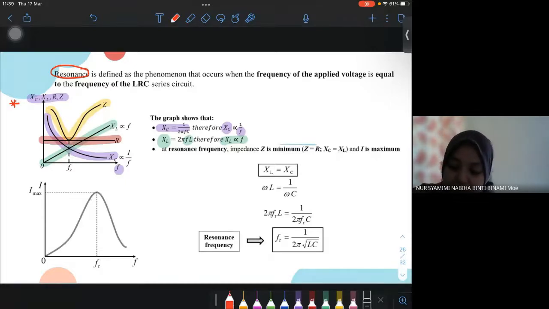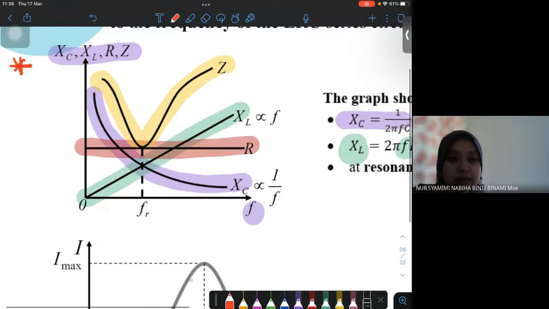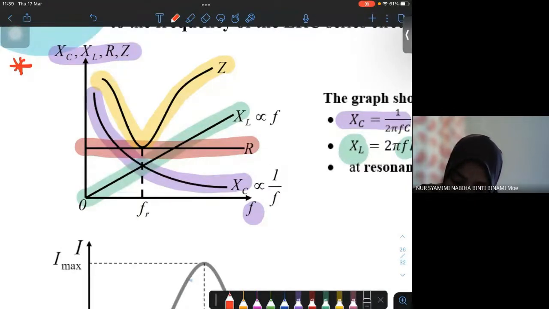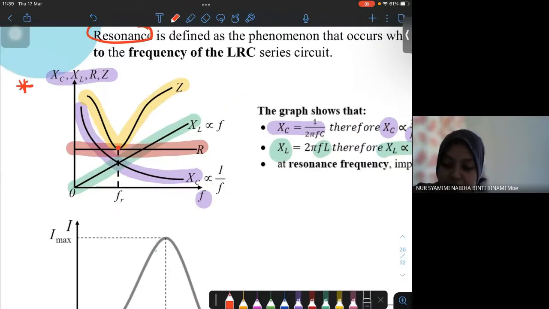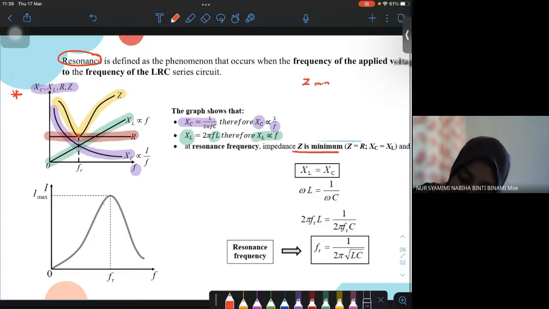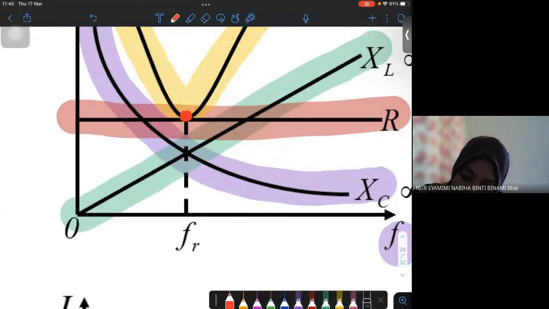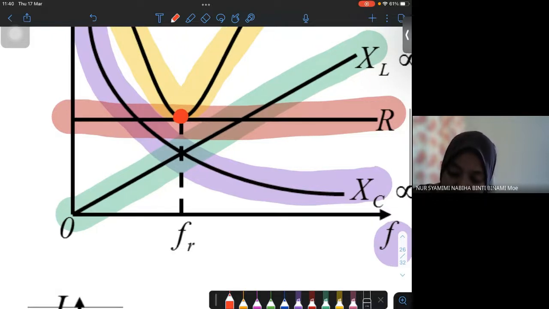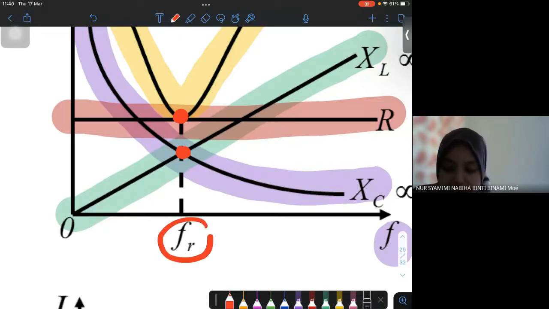So, macam mana kamu nak tahu syarat untuk sesuatu resonance terjadi? Syarat yang pertama bila Z is minimum. Z minimum. So, mana graph Z? Graph Z kita yang warna kuning. So, warna kuning minimumnya berada di mana? Dia berada di sini. Okay. So, bila Z minimum nilainya sama dengan resistor. So, kamu tengok dekat sini. Oh, yang Z minimum ni dia kena dekat graph R. So, at that position terjadi nilai XL sama dengan nilai XC. So, ini ialah resonance frequency.